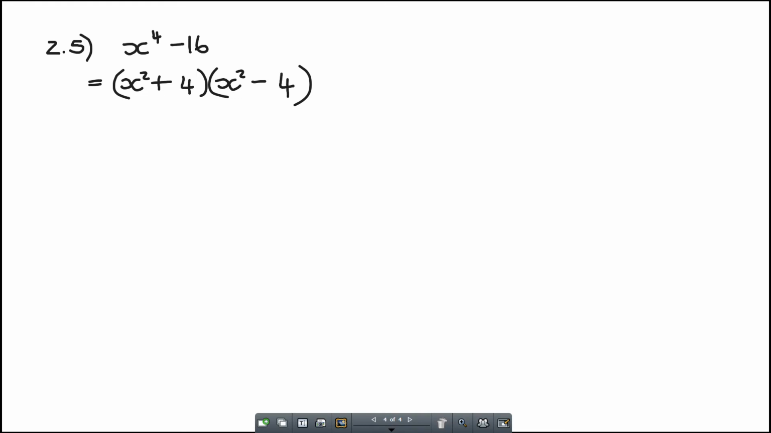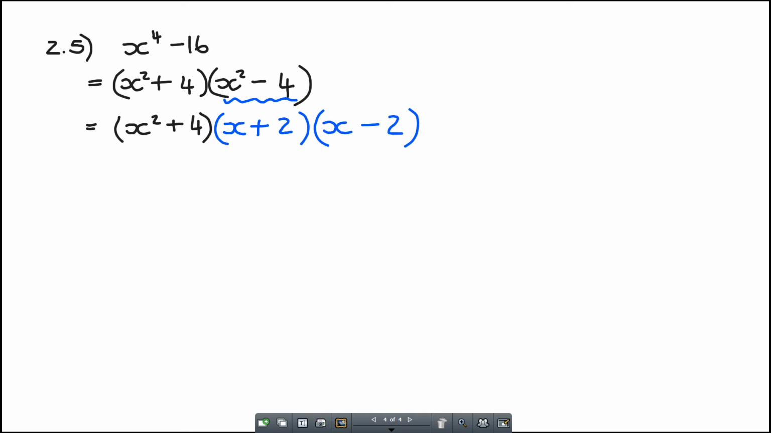Right, now that first bracket could not go any further because that had a plus in the middle. But what about this bracket? Can you see over there? I've got two terms. There's a minus in between, and I can get square root of each. So that could have gone further. One with a plus, one with a minus. What is square root of x squared? X. And square root of 4 is 2.